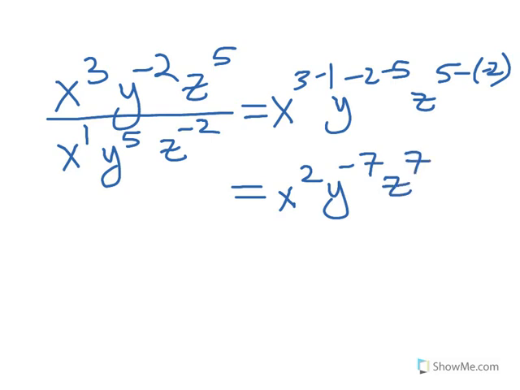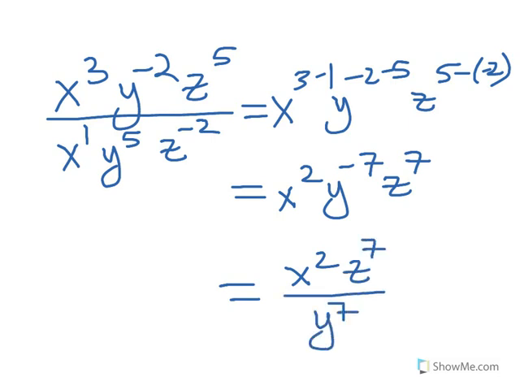A perfectly excellent answer in my opinion. However, if your book or instructor requires it, you may need to get rid of the negative exponent, in which case your perfectly good answer is x squared z to the 7th all over y to the 7th. The negative exponent powers have to move to the denominator if you're going to eliminate those negative signs.